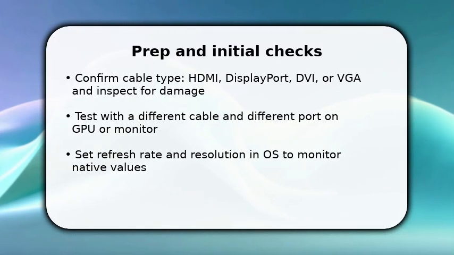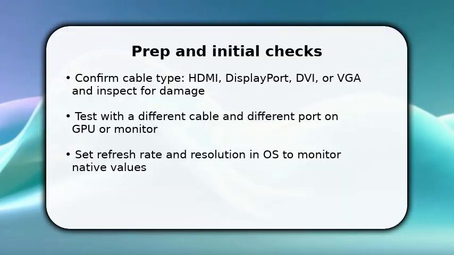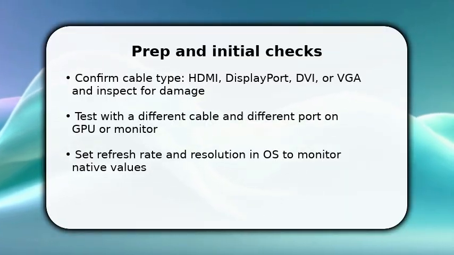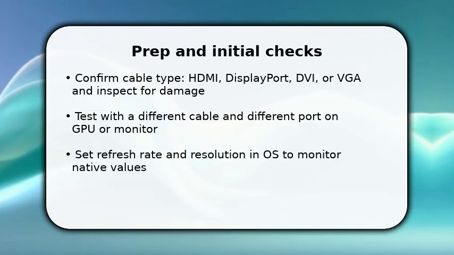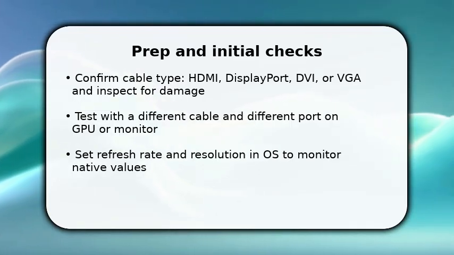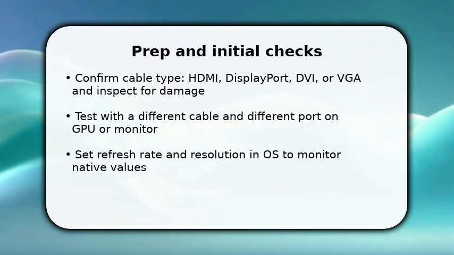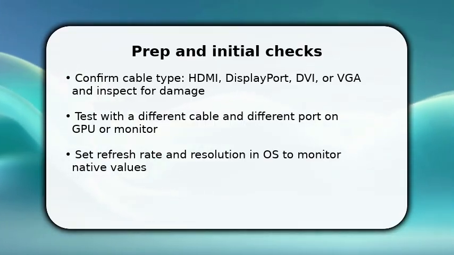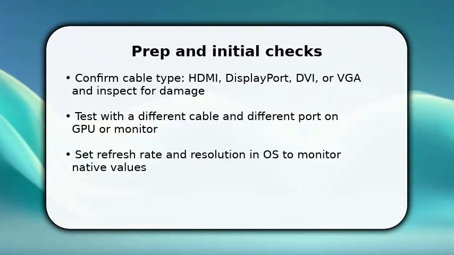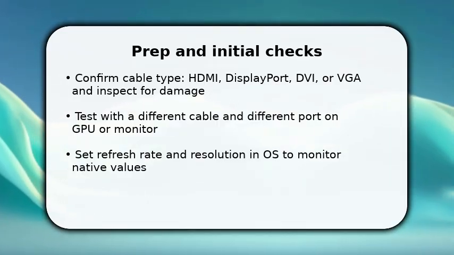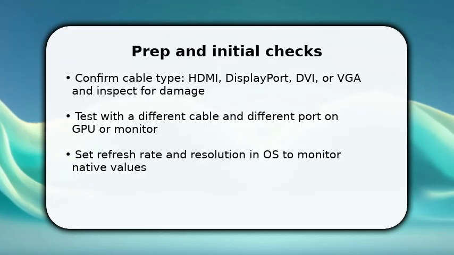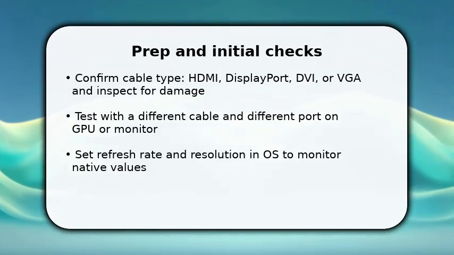You start by confirming basics. Check the cable type and look for bent pins or frayed shielding, then swap in a known good cable. Once done, connect to another port on the GPU or to a different monitor to isolate the source. Make sure Windows or Mac OS is set to the monitor's native resolution and refresh rate. Mismatches cause flicker. You're eliminating external suspects fast, so the remaining steps focus on drivers and hardware adjustments.